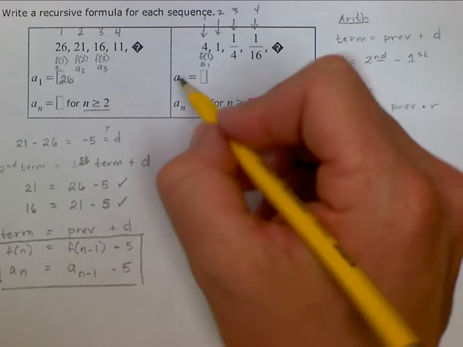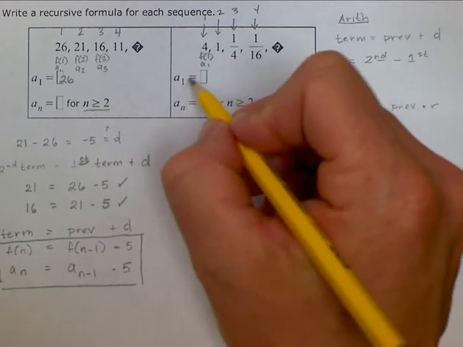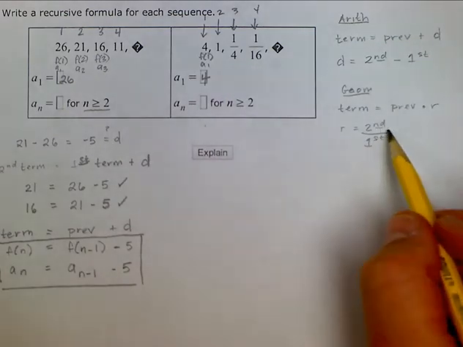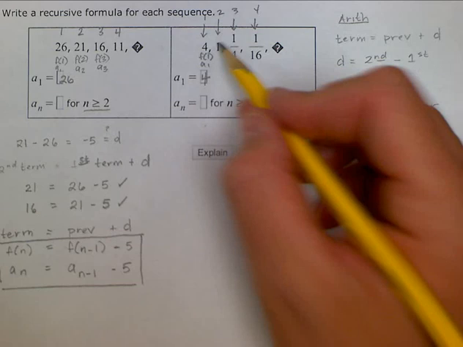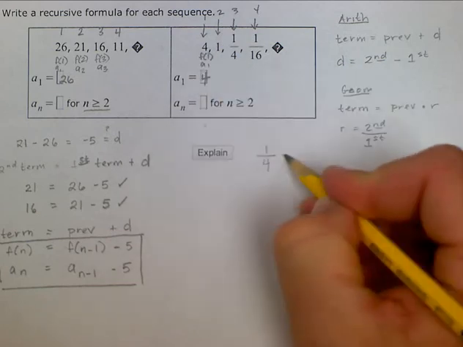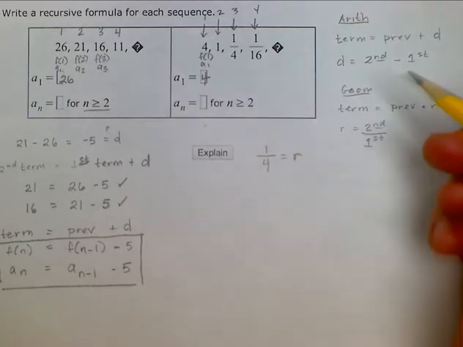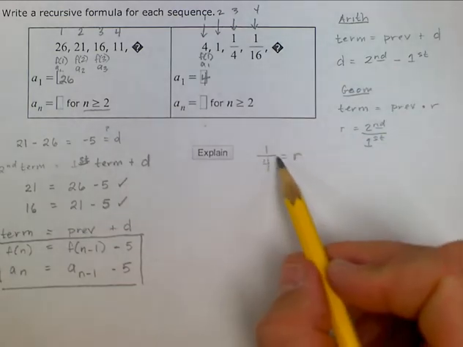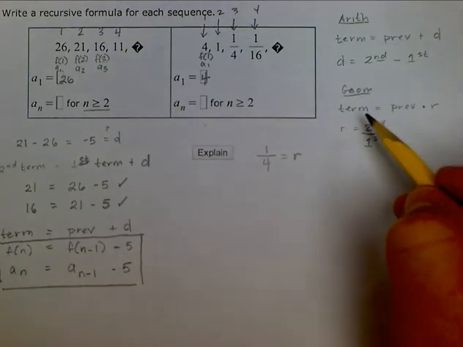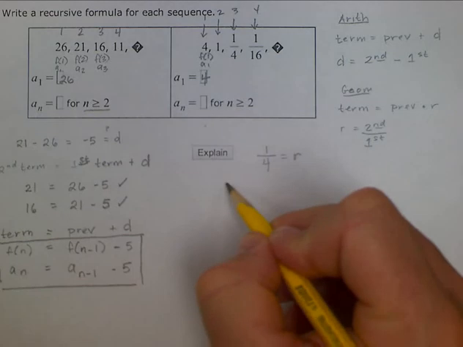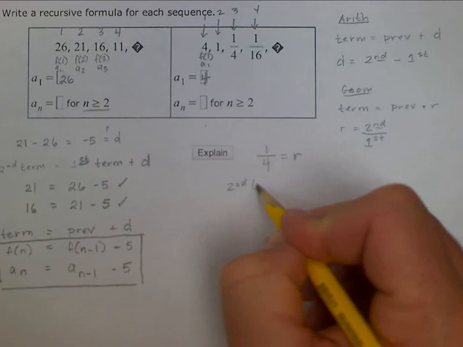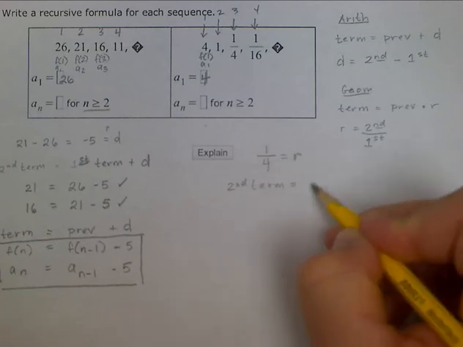So we can go ahead and fill in a sub 1 is equal to 4. So we'll take the second term in the series, which is 1, divide it by the first term, which is 4, and that should give us our common ratio. So our common ratio is going to be 1/4. And then in order to check to make sure we're a geometric series, we'll go ahead and look for our second term.